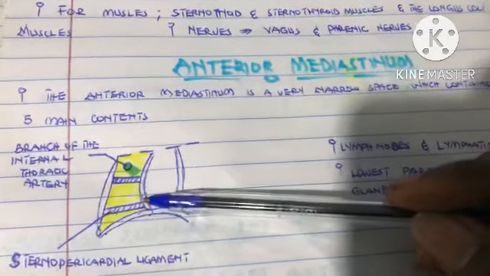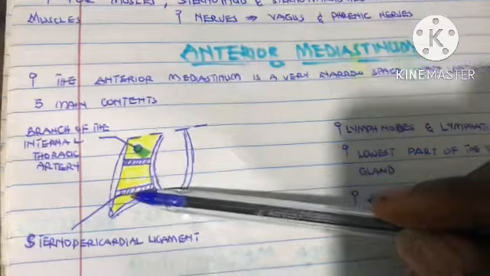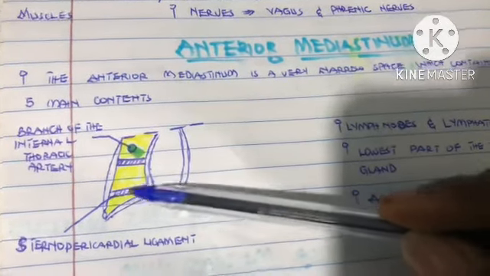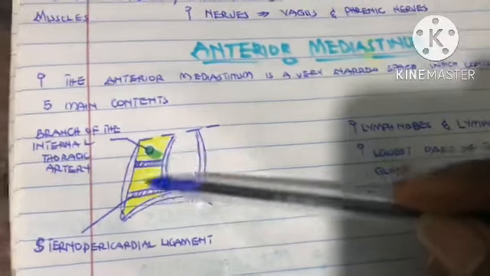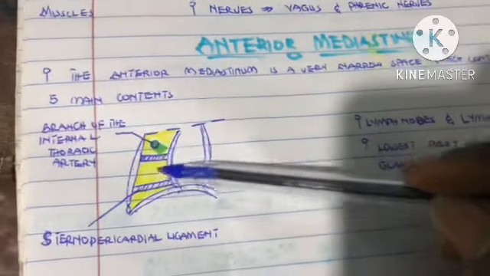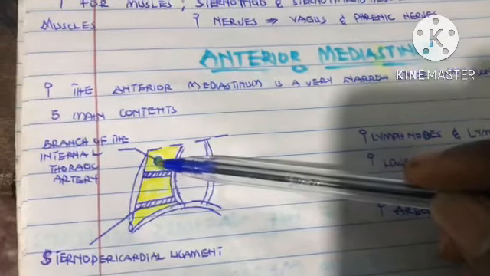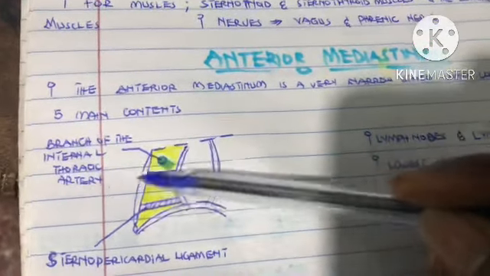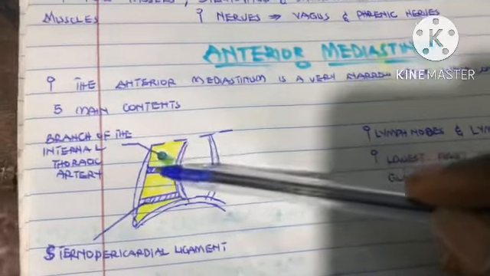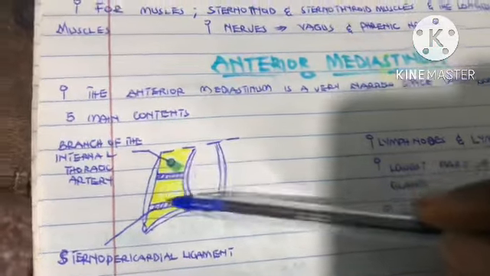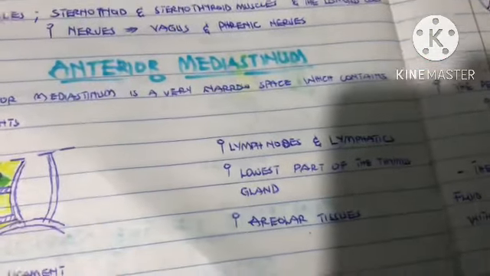You can see that the pericardium is being attached to the sternum by this structure, called the sternopericardial ligament. This sternopericardial ligament is found in the anterior mediastinum. This structure here is called the internal thoracic artery, which can also be found in the anterior mediastinum. You can also find lymph nodes and lymphatics.